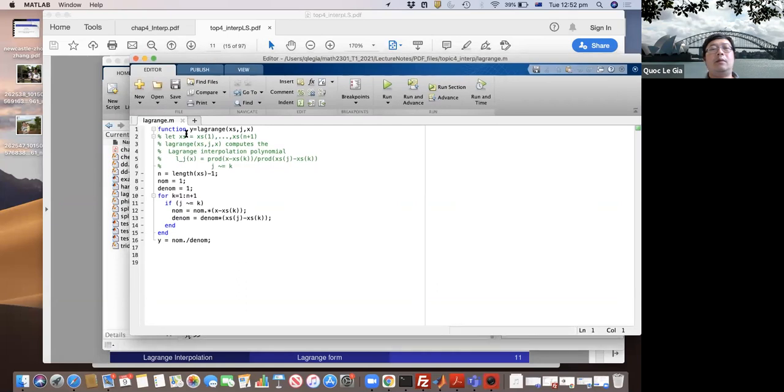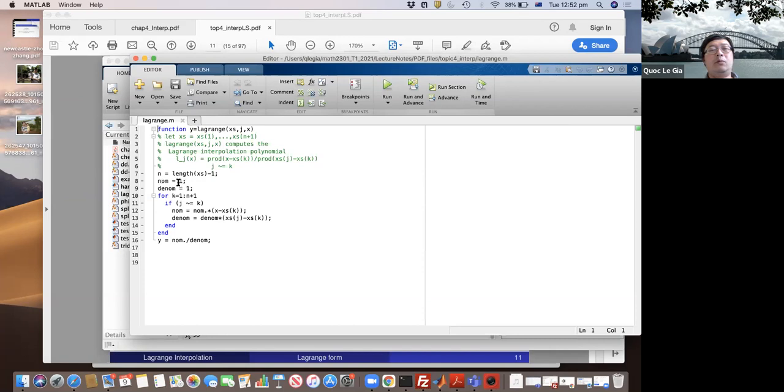Lagrange function looks like this. It takes in the data. So the data is xs1 up to xsn plus 1. And then it computes the product of x minus xsk over the product of xsj minus xsk. So this one is Lj. This product is only from j different from k. So you see, I just implement this formula.